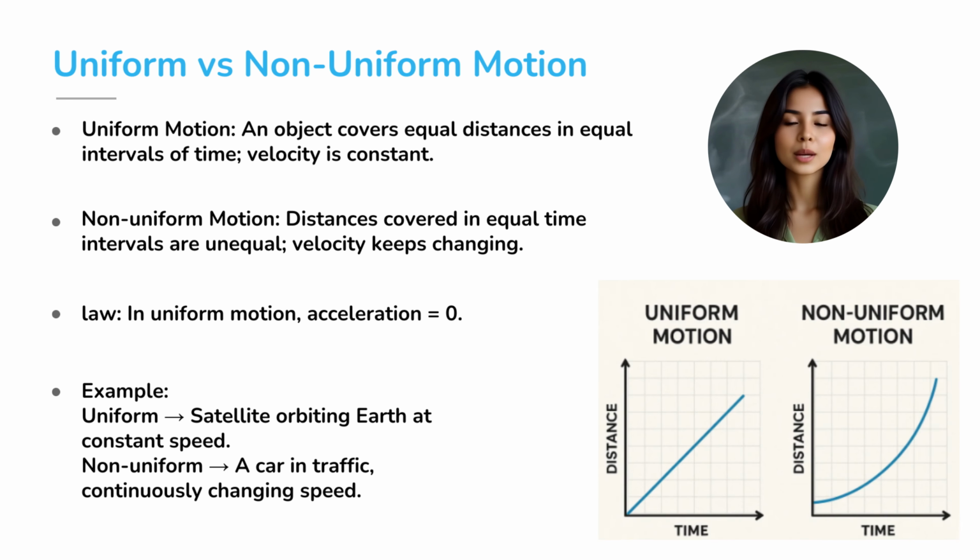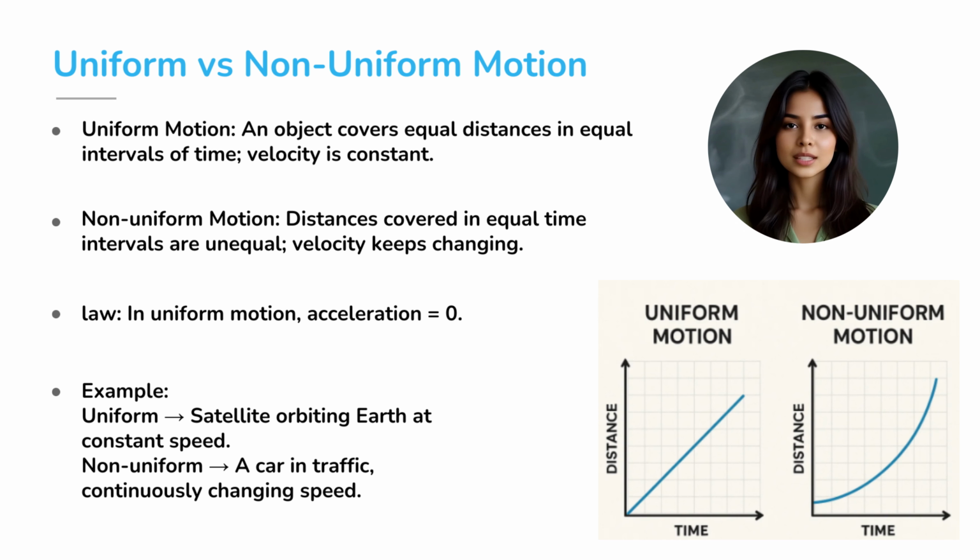Now let's classify motion as uniform or non-uniform. In uniform motion, an object covers equal distances in equal intervals of time. Its velocity remains constant and acceleration is zero. In non-uniform motion, the distances covered in equal intervals of time are unequal, meaning velocity keeps changing.